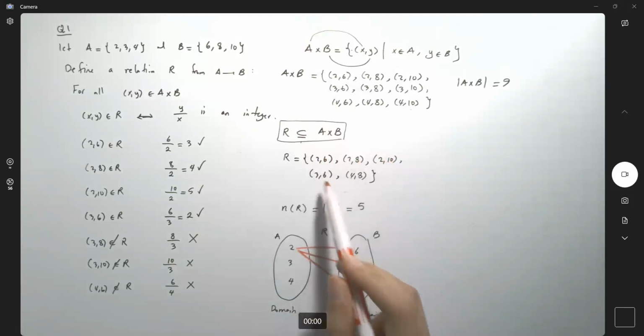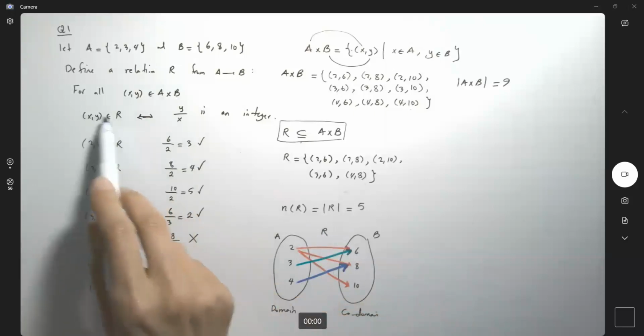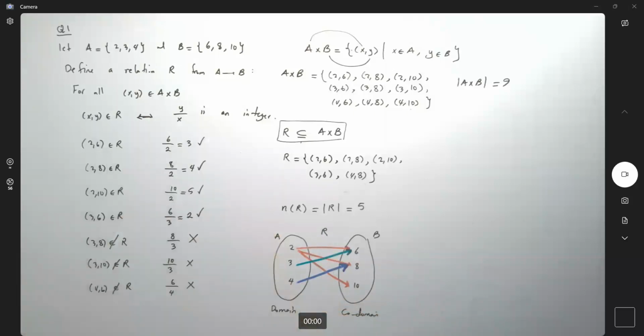What about 3? 3 is only connected to 6. So let me use a different color here. 3 is connected to 6. Also, you have 4, which is connected to 8. And that's it. This arrow diagram represents this relation R, which is defined for you here.